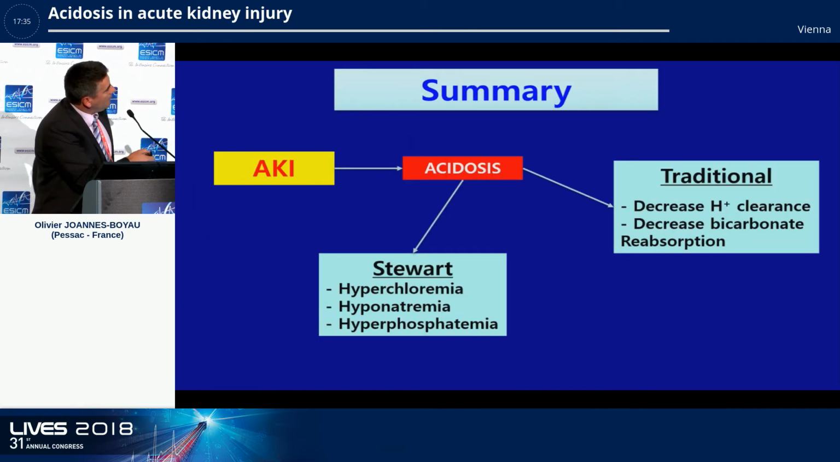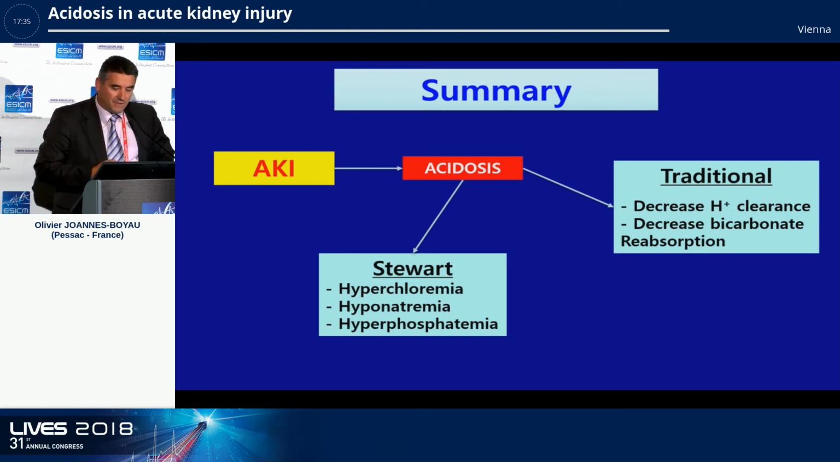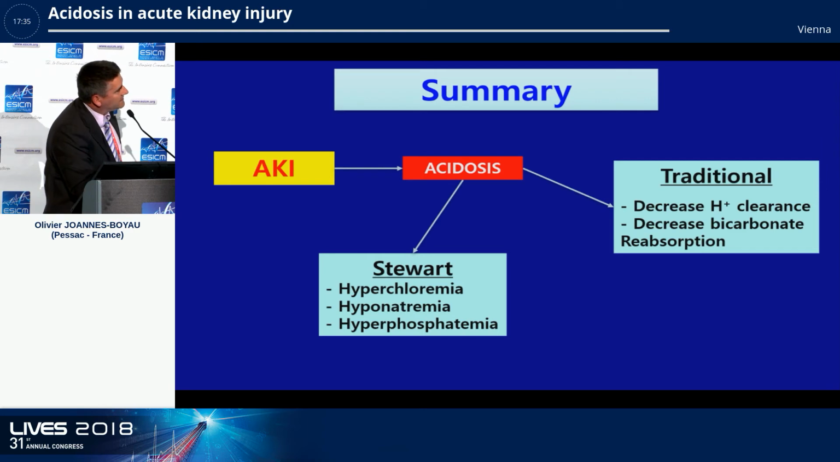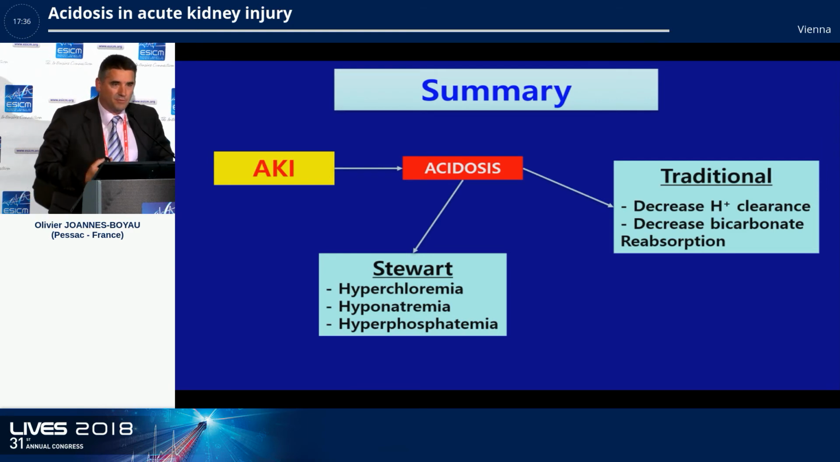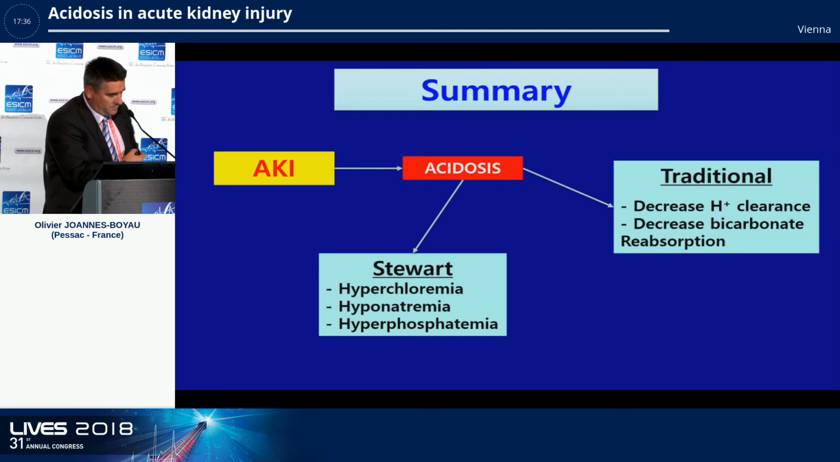Finally, with acute kidney injury, you have an acidosis. With the traditional approach, it is due to the decrease of protons clearance or a decrease in bicarbonate reabsorption. And with Stewart, it is due to hyperchloremia, hyponatremia, and hyperphosphatemia.